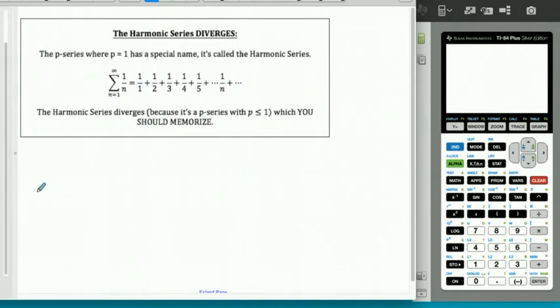All right, so the harmonic series is the P-series where P is 1. So 1 over n, the one that we just saw here, except it was a 3 over n, this is called the harmonic series. You want to memorize its name, and you want to memorize it diverges. Please, please, please memorize this diverges. So this is called the harmonic series, 1 over n, so 1 over 1, 1 over 2, 1 over 3, 1 over 4, and it diverges.